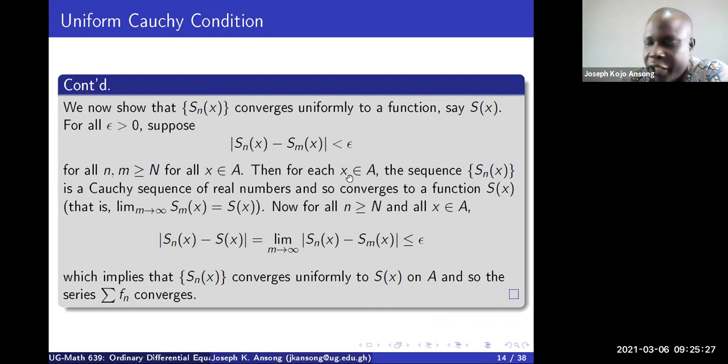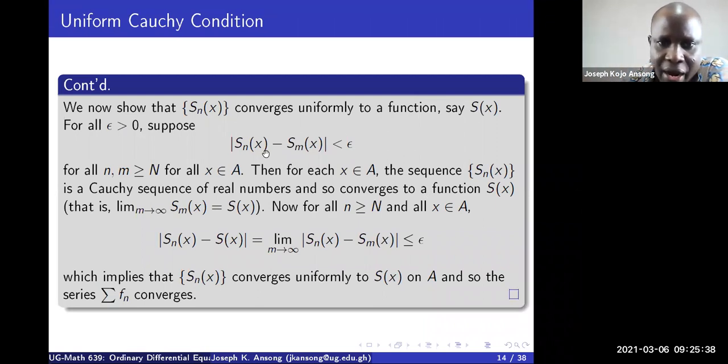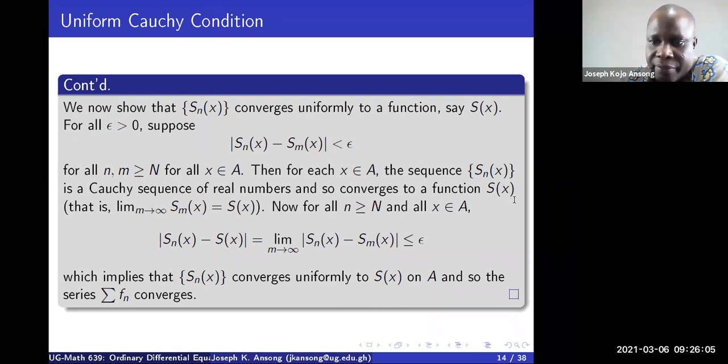Then, for each x in A, the sequence of partial sums is Cauchy, right? In other words, if I choose a particular x, these will just be real sequences. This is a real sequence. If I choose a particular x, it's a real sequence. You take the difference, and it's always less than this for n, m greater than this, then that's a Cauchy sequence. It means that Sn of x is a Cauchy sequence of real numbers, and so it converges to a function s of x.